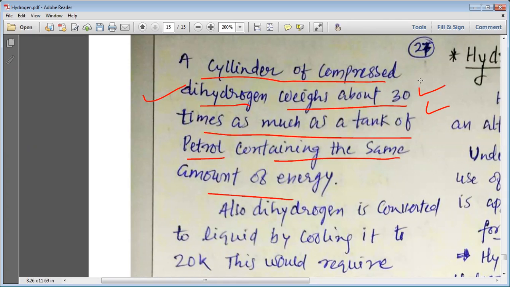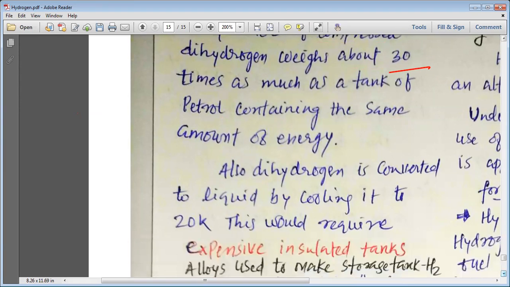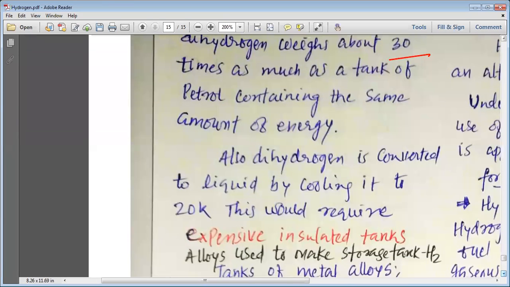Suppose we have a 1 kg petrol tank storing 1 liter of petrol, then we need at least a 30 kg tank to store 1 liter of our hydrogen gas, which is compressed. Please remember that the mass of the tank in which the hydrogen is stored is almost 30 times heavier than the tank that we use for our petrol.